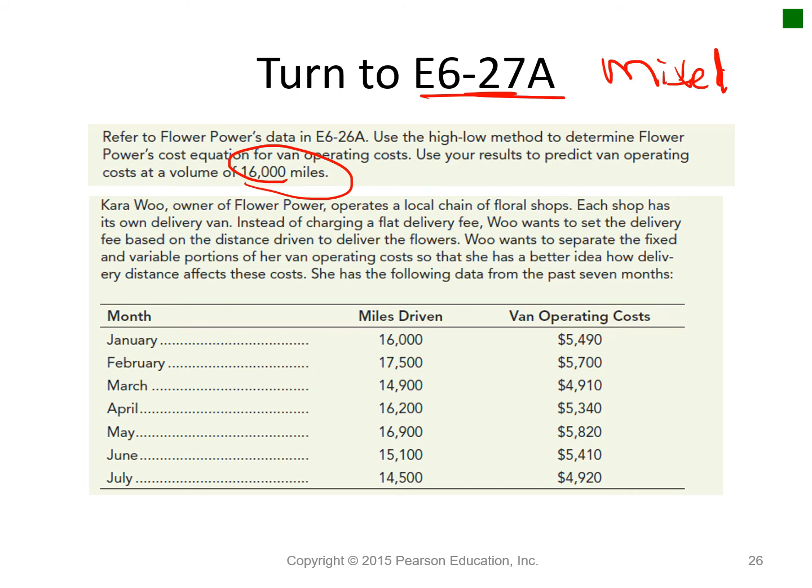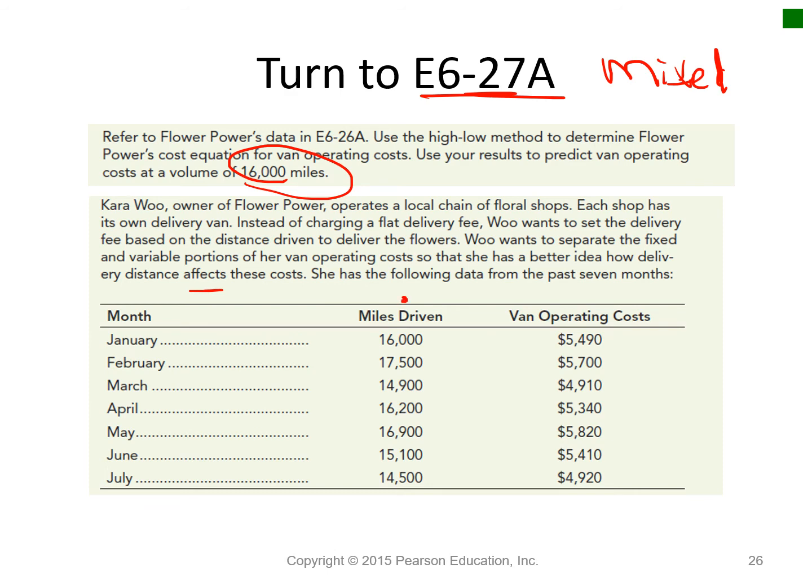So here's what they give us. Kara Wu, owner of Flower Power, operates a local chain of flower shops. Each shop has its own delivery van. Instead of charging a flat delivery fee, they want to set the delivery fee based on distance driven. They want to separate the fixed and variable portions so that they can have a better idea how delivery distance affects these costs. Here's the following data.